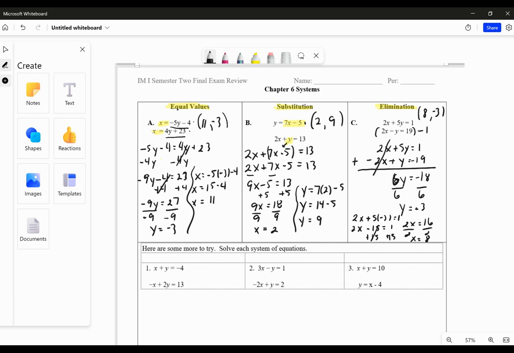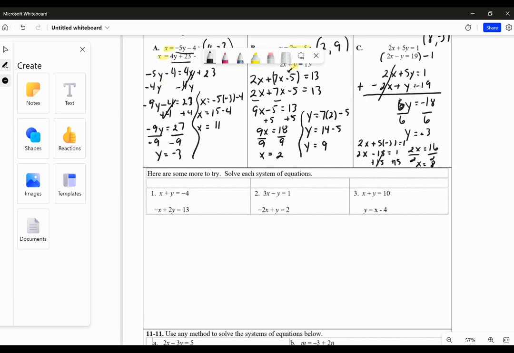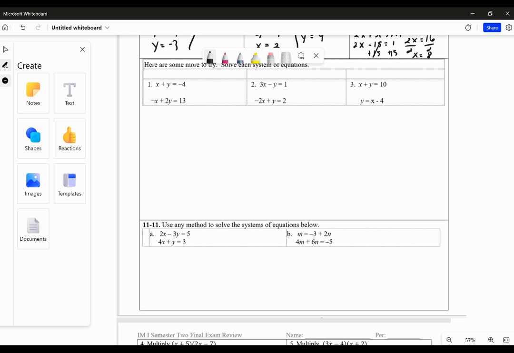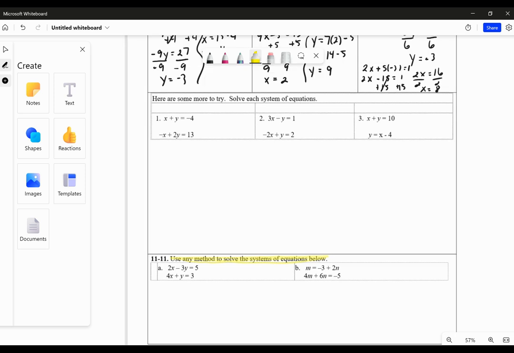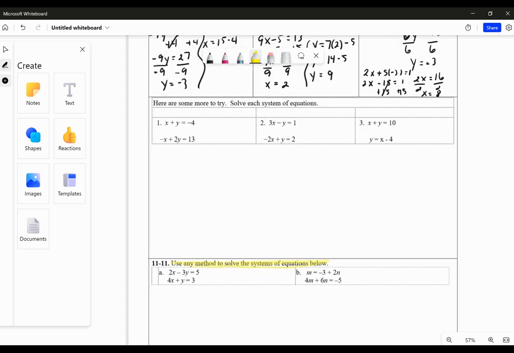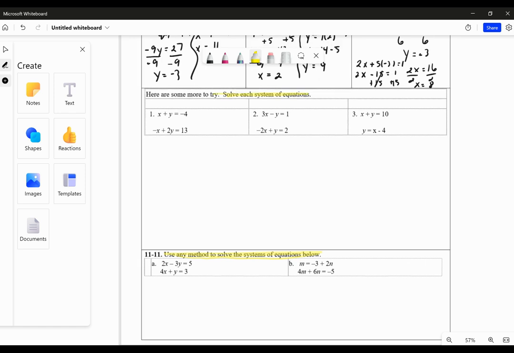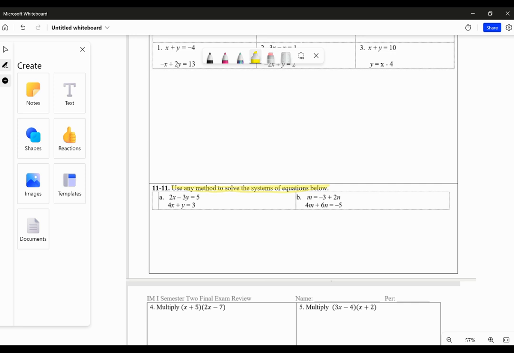All right. Hopefully you've been following along. You kind of remember these steps from last time. So now you'll be trying these on your own at the bottom here. Remember to read some of these questions carefully. This one just says, use any method to solve the system below. So that means you get to choose which method. When it says try some more, solve each system, you need to identify which method makes the most sense.